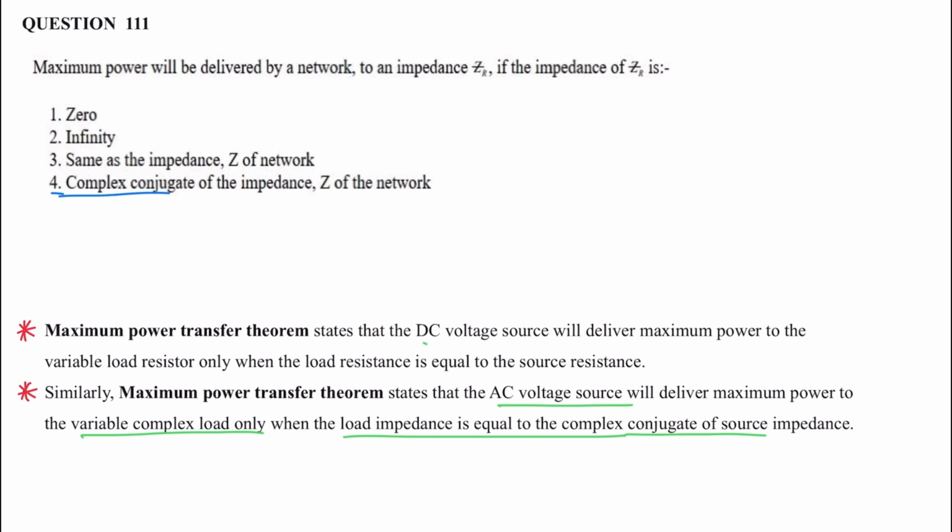When this load impedance is equal to complex conjugate of source impedance. Suppose if it is a DC voltage source, it will deliver maximum power to the variable load resistor only when load resistance is equal to source resistance.